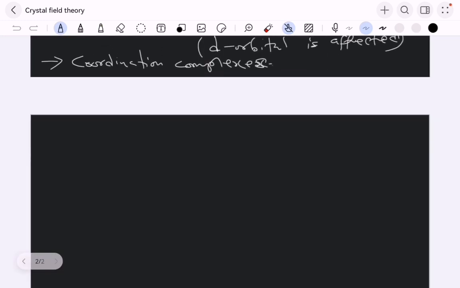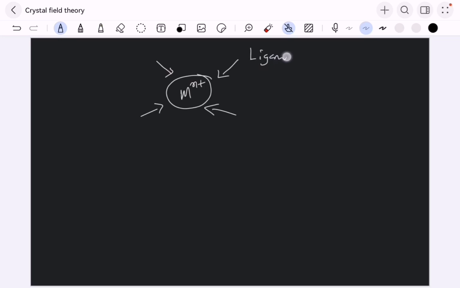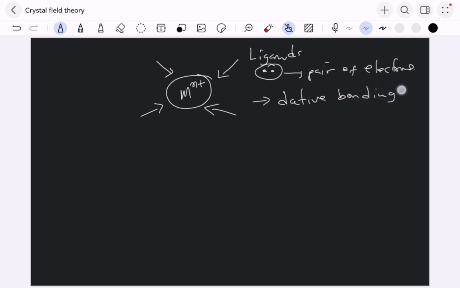So when we have a coordination complex, remember, we have a metal which is at the center, then this metal gets to interact with the ligands. Remember, the ligands will donate a pair of electrons, and that interaction results in what is known as dative bonding or coordinate bonding.